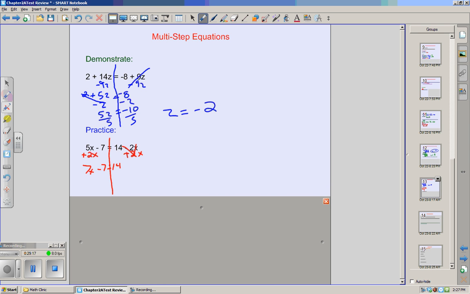The 7x, 7 and the x are combined. So I'm going to start with the minus 7. I know the opposite of minus is plus 7, plus 7. 21 equals 7x. The 7 and the x are multiplying, so I know to divide by 7. Divide by 7. 21 divided by 7 equals 3.